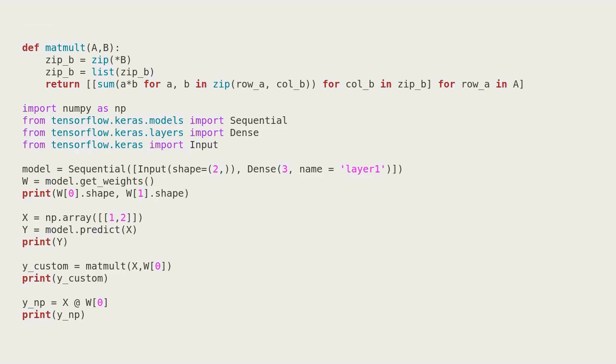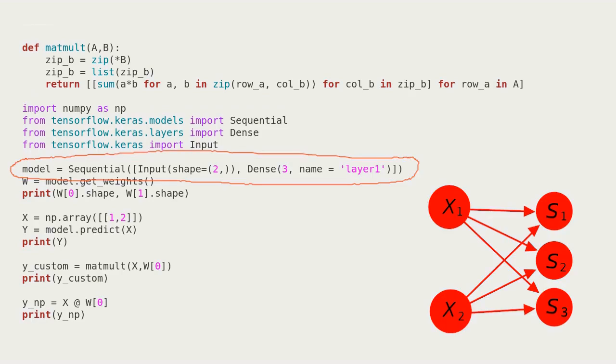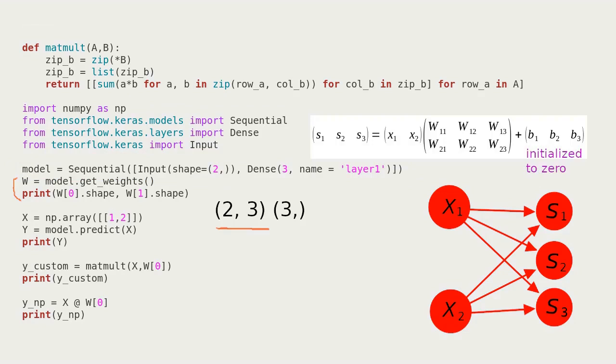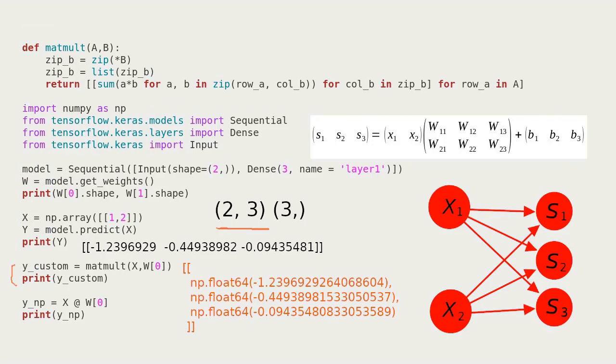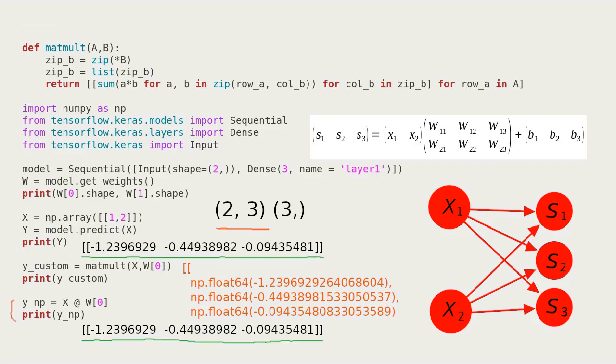We will create a custom function for matrix multiplication. After importing the necessary libraries, we define a model and display the shapes of the connection weight and bias vector. We then define an input, calculate the output, and compare it with the result obtained using our custom-defined function. Finally, we use NumPy matrix multiplication for the output to ensure consistent results.